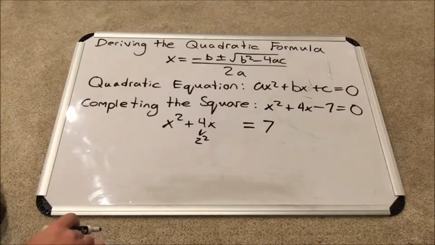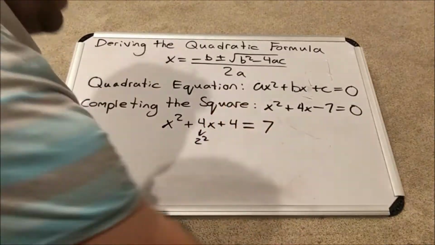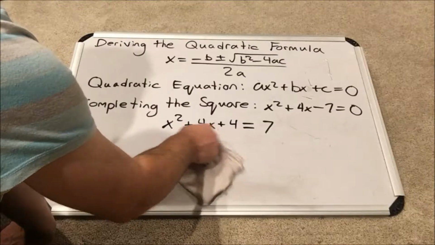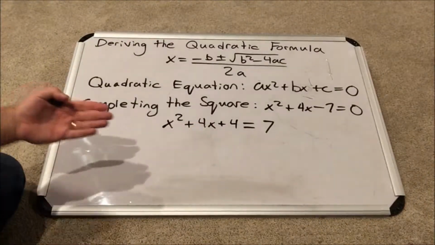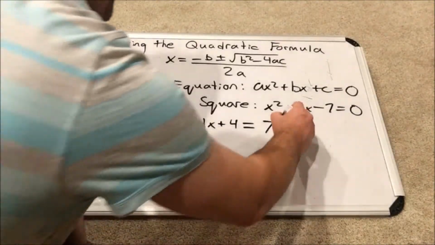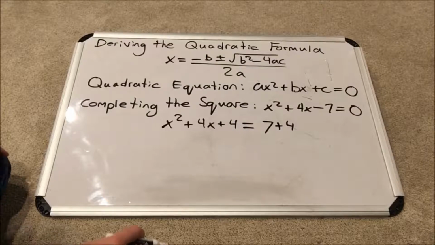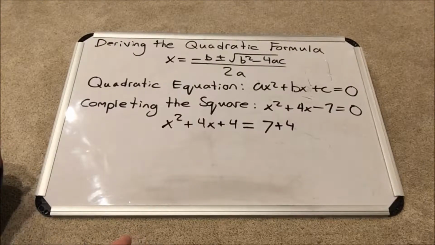2 squared. And what is that? That's 4. And so I'm going to add that in that space. Now, whatever you do to one side of an equation, as you know by now, you must also do to the other side. And so we will add 4 to the other side as well. So now we have x squared plus 4x plus 4 equals 11.